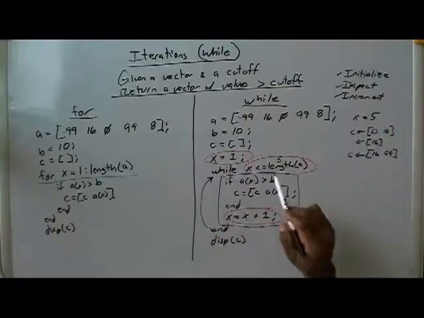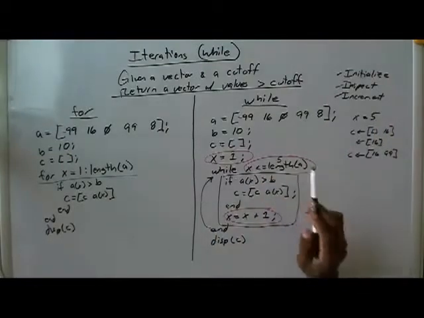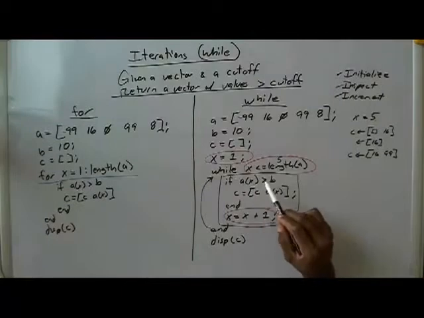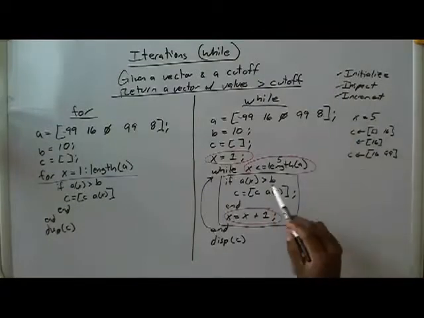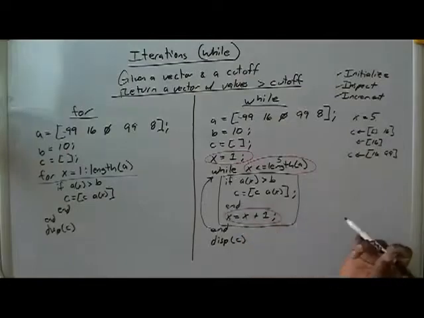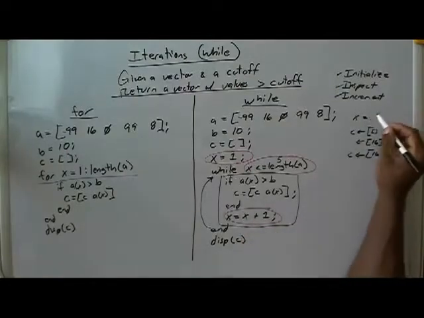You come back up to the top. Is 5 less than or equal to 5? Yes, it is. So you do it again. Is A indexed at 5 greater than B? A indexed at 5 is 8. B is 10. So no, that's not true. You come down here. X now gets x plus 1. So now x is 6.